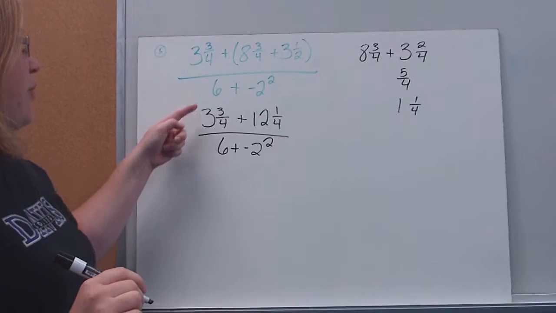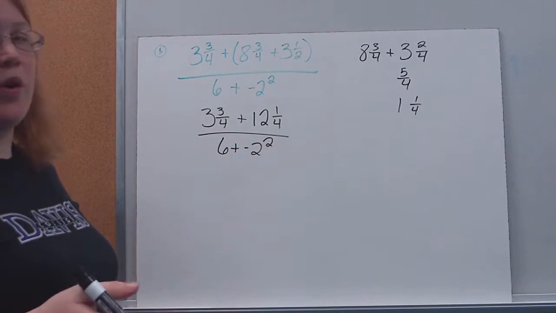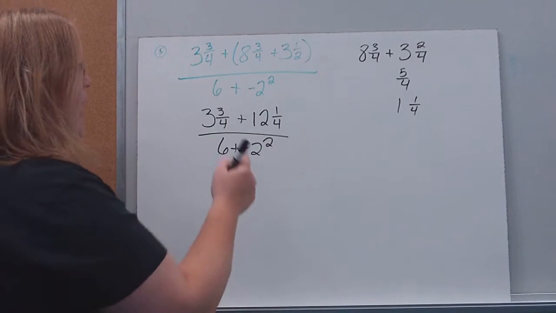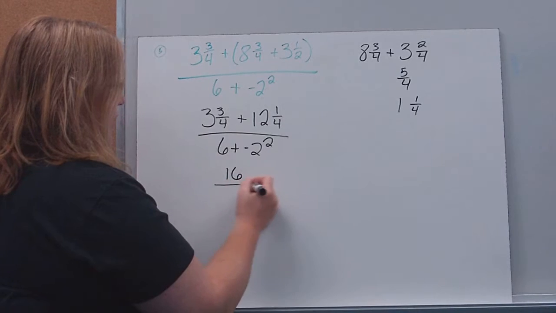All right, now I have 3 3/4 plus 12 and 1/4. Well, 3/4 and 1/4 is a whole. So I have 12 plus 3, which is 15, plus another 1, which is 16.